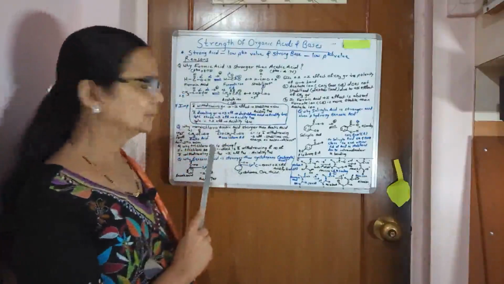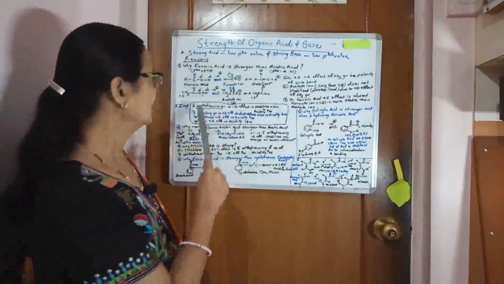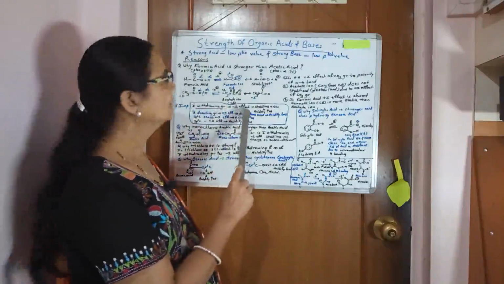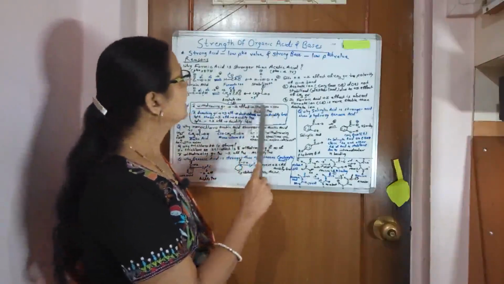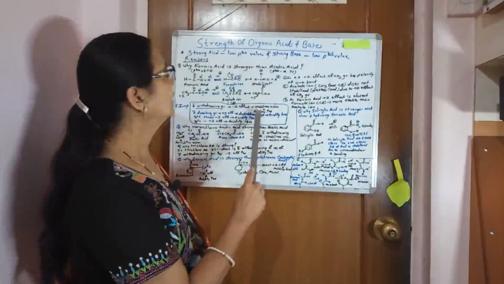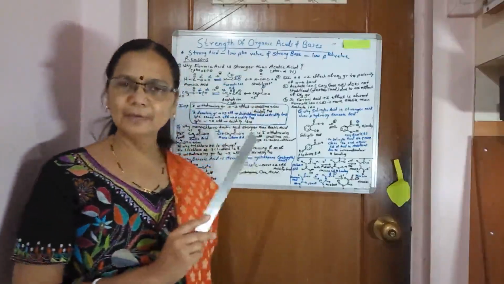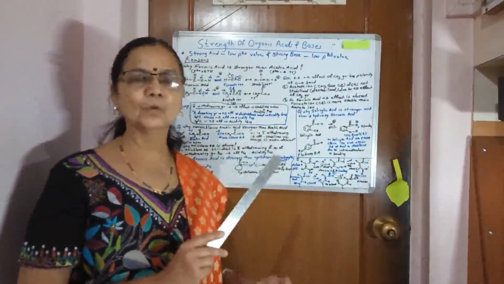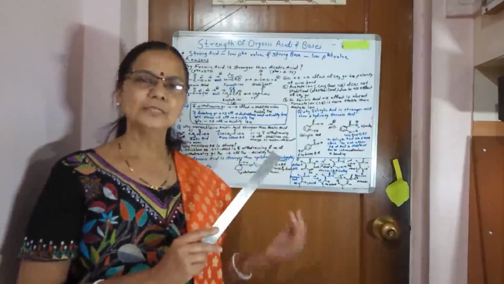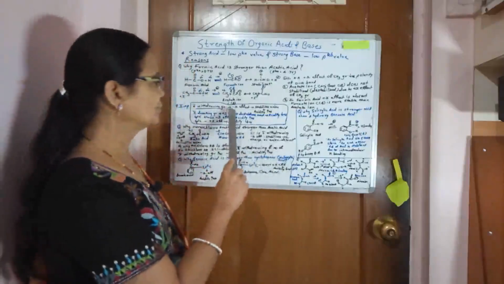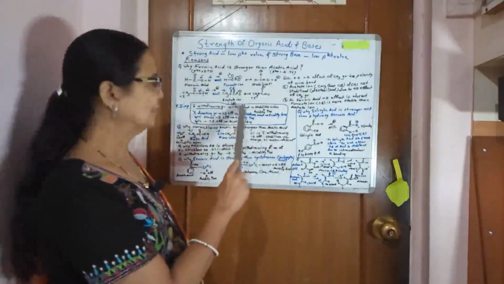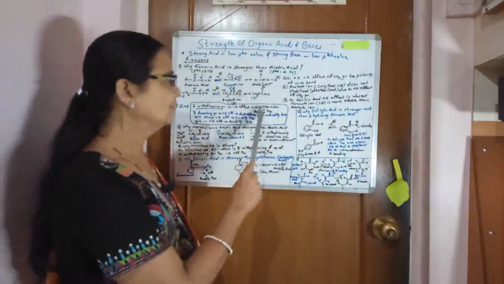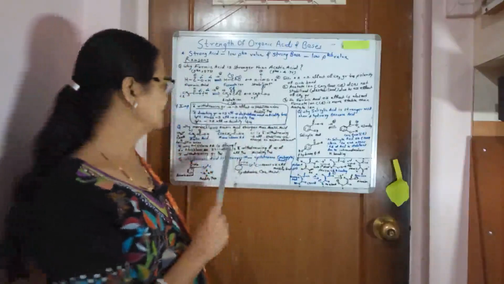Now, some important things in this chapter. If an electron withdrawing group is there, it always shows the minus I effect. It stabilizes the anion and acidity will increase. Therefore, you have to remember, if any electron withdrawing group is there like chloro, cyano, NO2, CHO, then such a group shows the minus I effect. Due to that minus I effect, the conjugate base gets stabilized, and due to that the acidity increases.